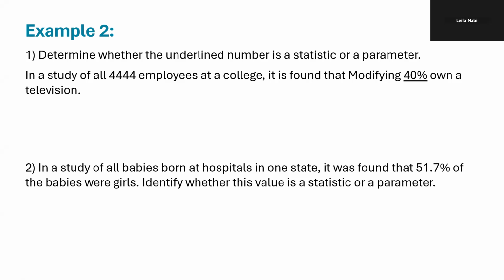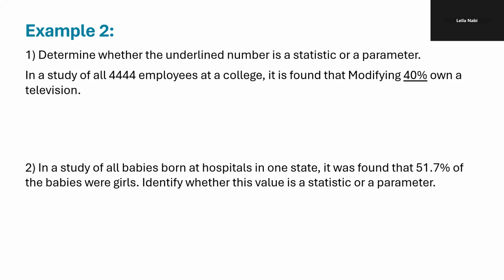So that means the study is about all employees in the college, which means the study is about the whole population. So the 40% that we get as a result, the percentage of people who own a television, is the result for the whole population, which means that's a parameter because it's describing the whole population.